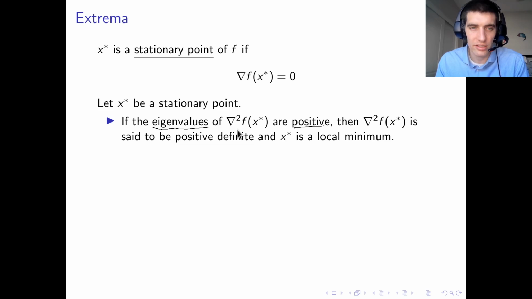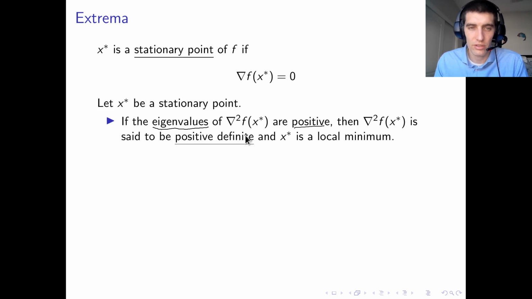So what this is telling us is this is basically extending the second derivative test from calculus. In the second derivative test, we have a stationary point. We can take the second derivative. If it's positive, then it tells us that we have a local minimum. And in the multi-valued setting, where we have x as a column vector instead of just a scalar, we have to look at the eigenvalues of the Hessian matrix instead of just looking at the sign of the second derivative.